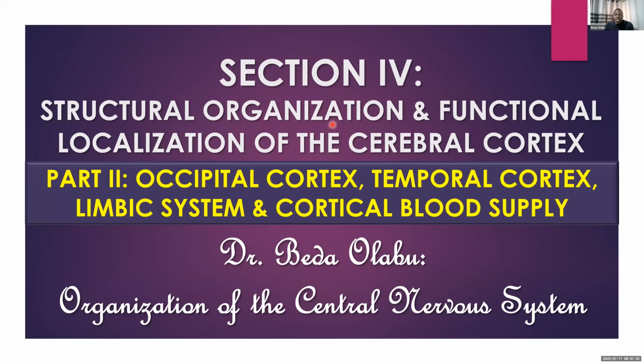Great. So that is the end of that particular lecture. As I told you, that lecture is really long, so we had to divide it into two. In the first part, we've looked at the structural organization of the cerebral cortex, the frontal cortex and the parietal cortex. So in the second lecture, which will come later, you can check, we are going to look at the occipital cortex, the temporal cortex, but that's the time we'll also look at the limbic system and also the blood supply to the cerebral cortex. So we'll stop there.